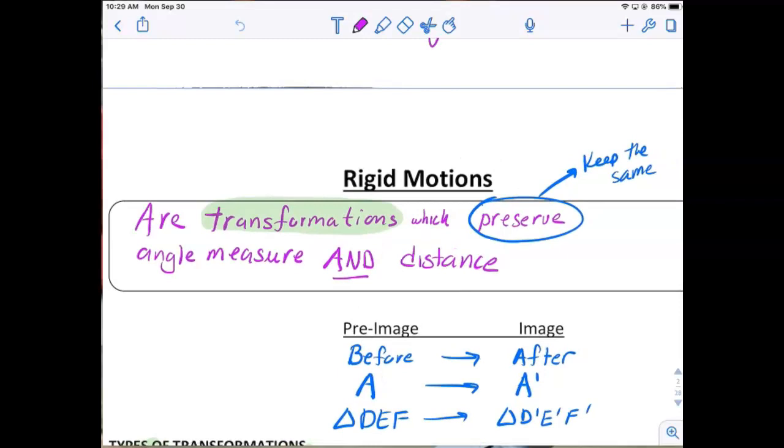Pre-image is what happens before. It's what you started with. The image is what you end up with. So before and after is basically how we think of it. A turns into A prime if it's been changed. Triangle DEF turns into triangle D prime E prime F prime after it's been changed.